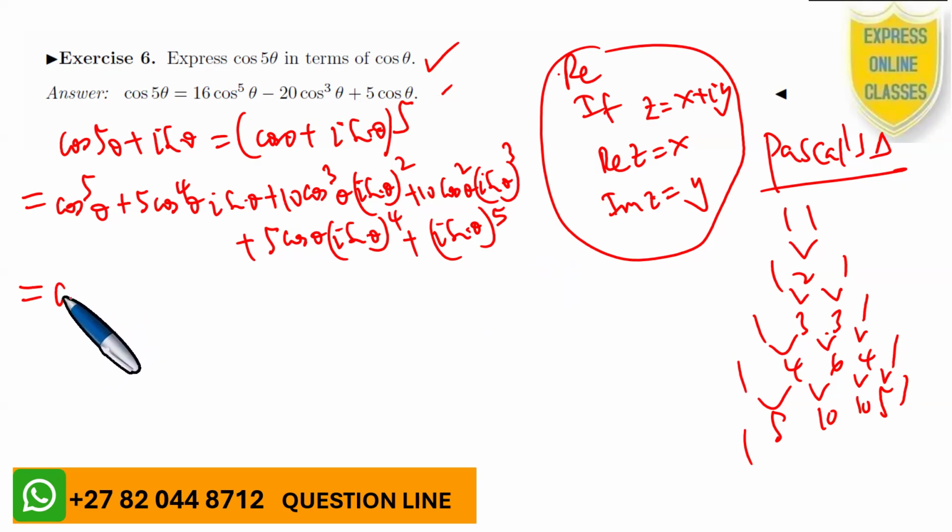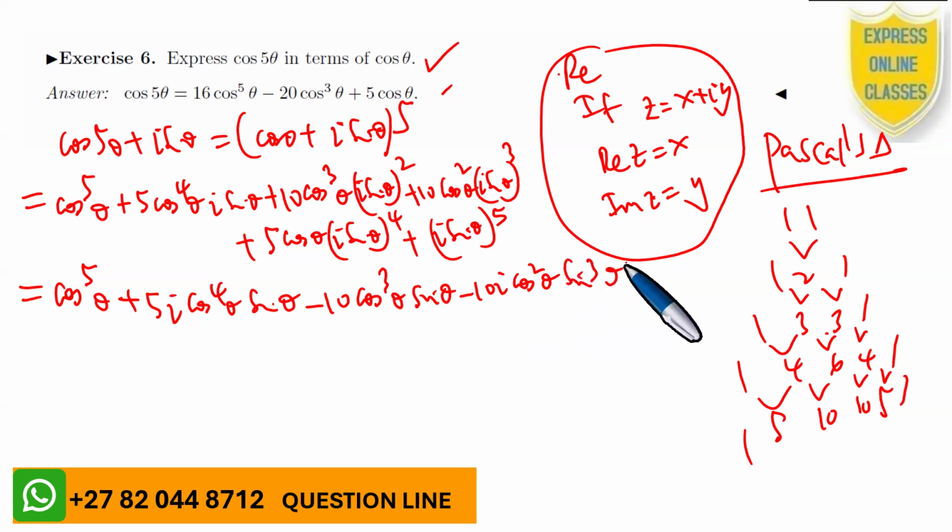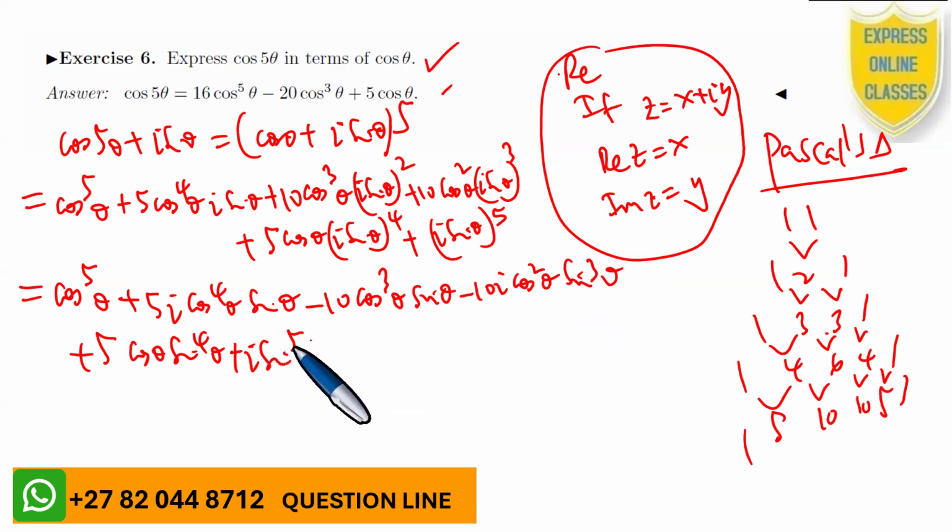So which means, which is 5i cosine 4 theta sine theta, and then this is minus 10i cosine squared theta sine cubed theta. Then this is positive, plus 5 cosine theta sine to the power 4 theta. And this is plus i sine to the power 5 of theta.